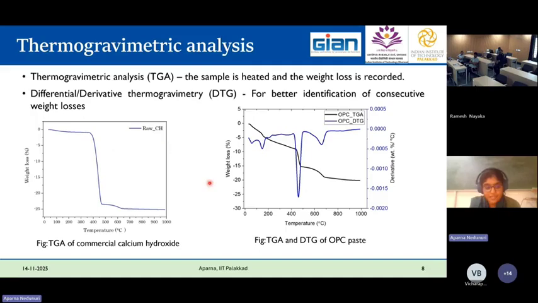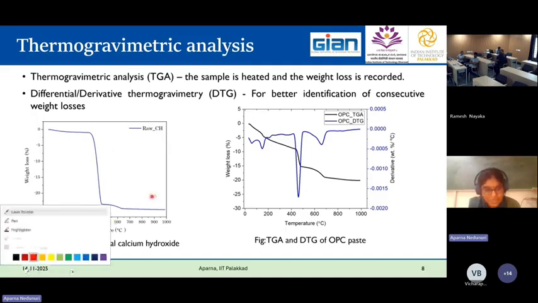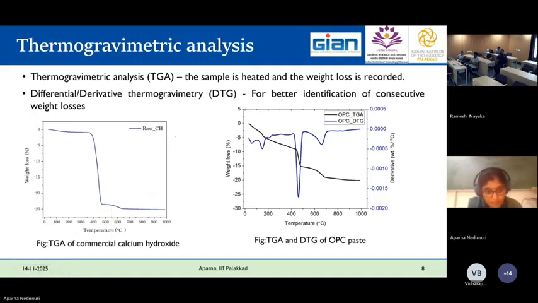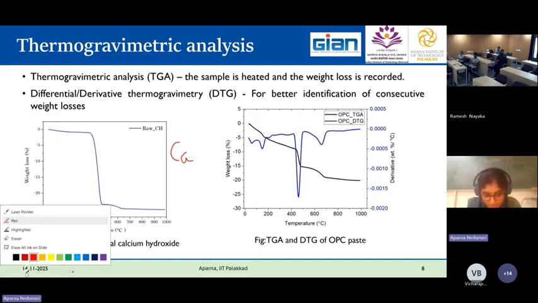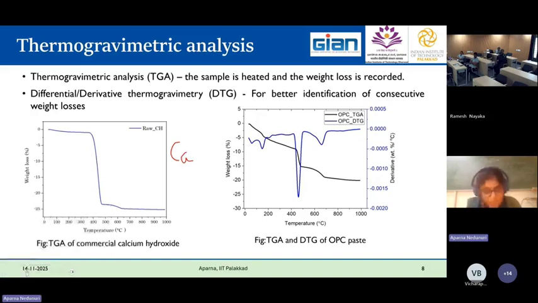Calcium hydroxide is Ca(OH)2. When we heat Ca(OH)2 at different temperatures and it reaches a temperature of 400 to 500 degrees centigrade, the OH twice, or the structurally bound water, from the calcium hydroxide will decompose or dehydrate, and then we'll be left with free lime.